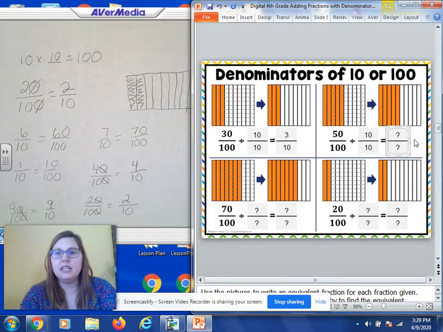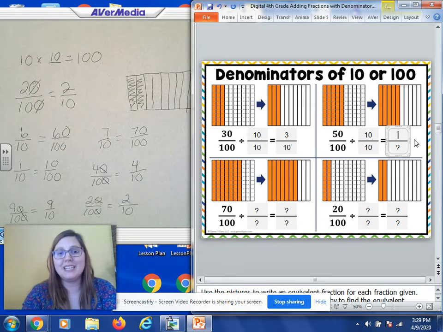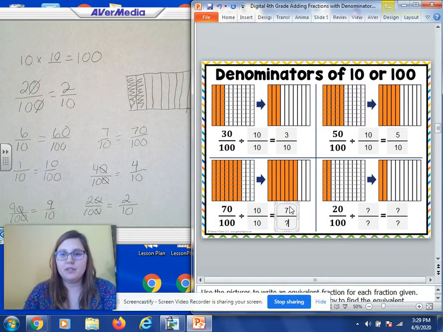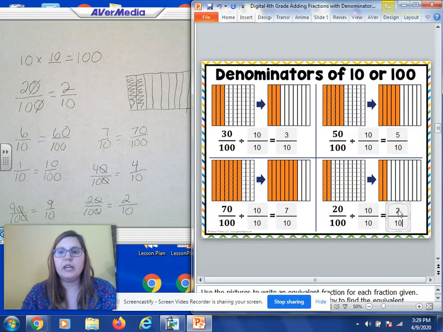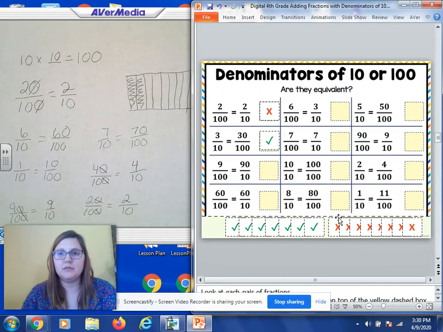50 divided by 10 is equal to blank. So you're thinking, what number times 10 gives me 50? Which would be 5. 10 times 10 is 100, so 100 divided by 10 would give you 10. We're dividing by that unit of 10. 70 divided by 10 would be 7. And again, 100 divided by 10 would be 10. 20 divided by 10 would be 2, and 100 divided by 10 would be 10.